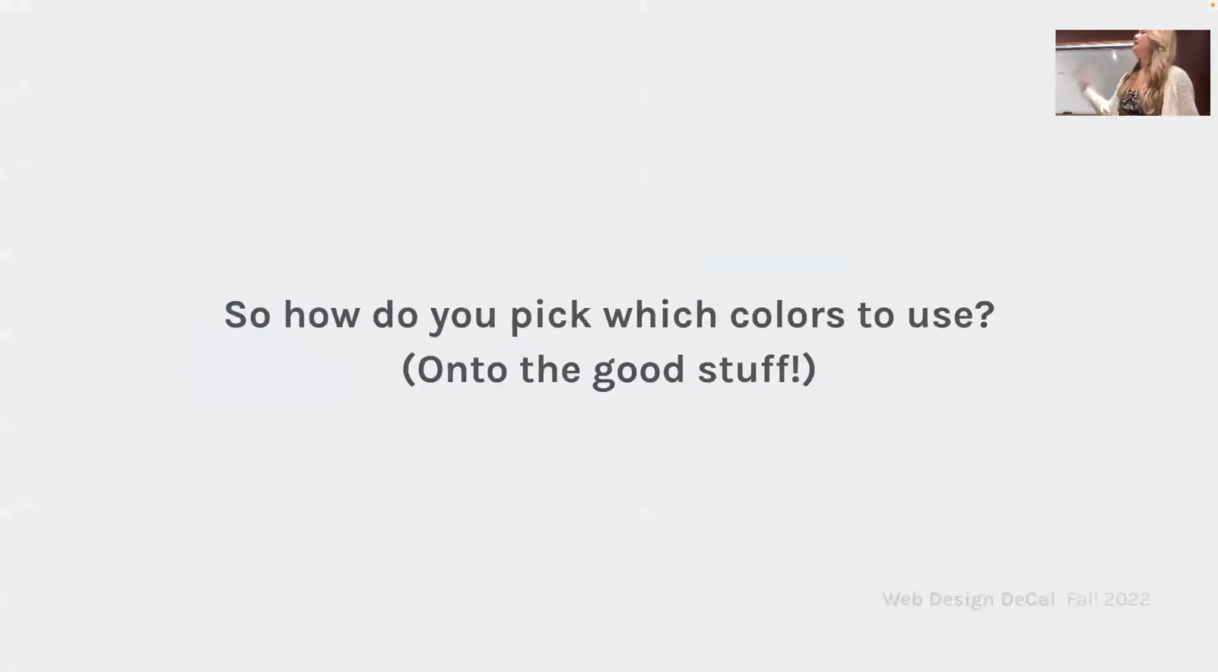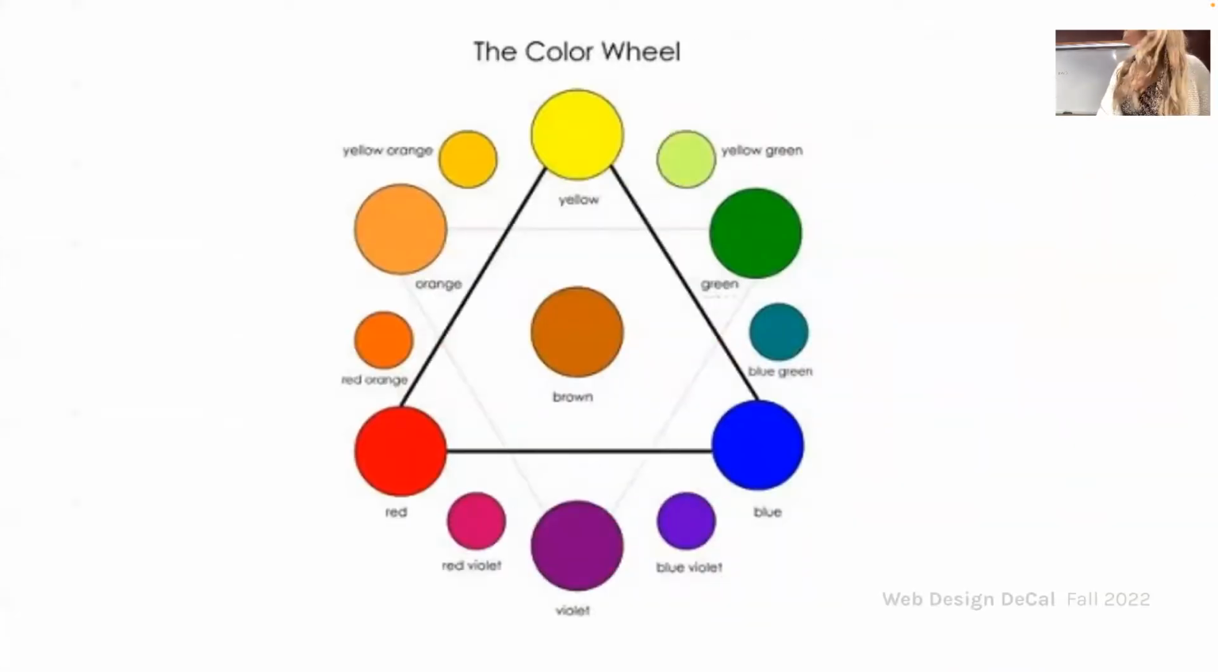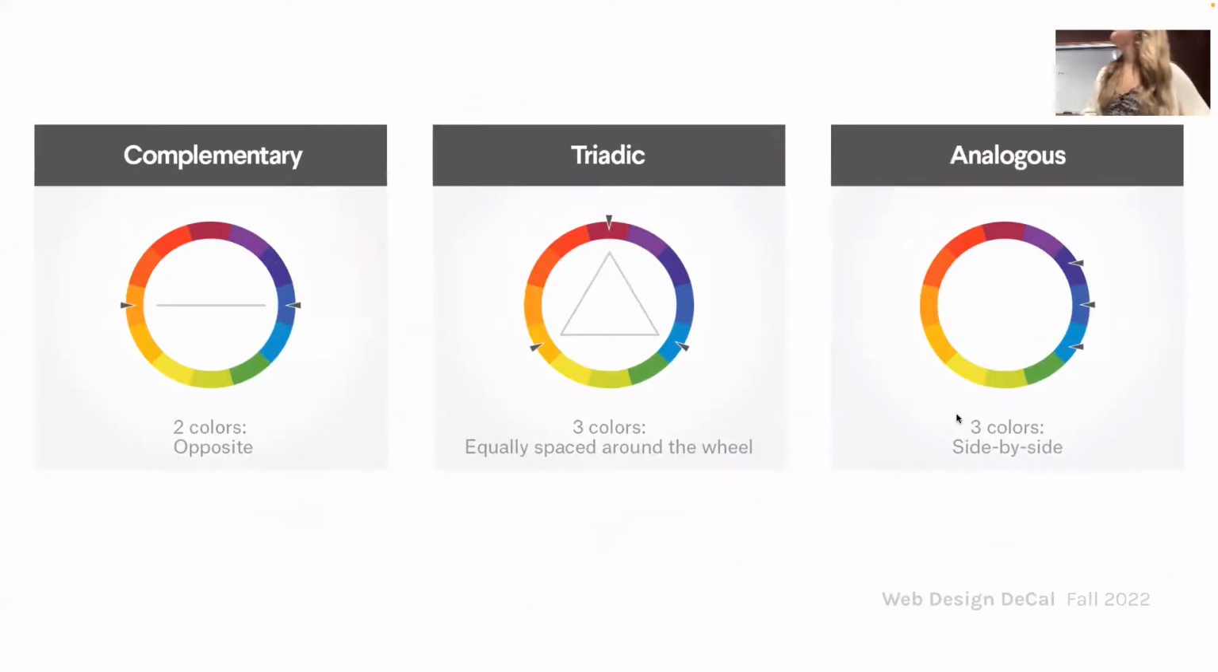So now that we understand how colors are broken down, how do we pick which colors to use? Many of you have probably seen the color wheel. This is just the basic color wheel. There are a lot of relationships that you can see in the color wheel.